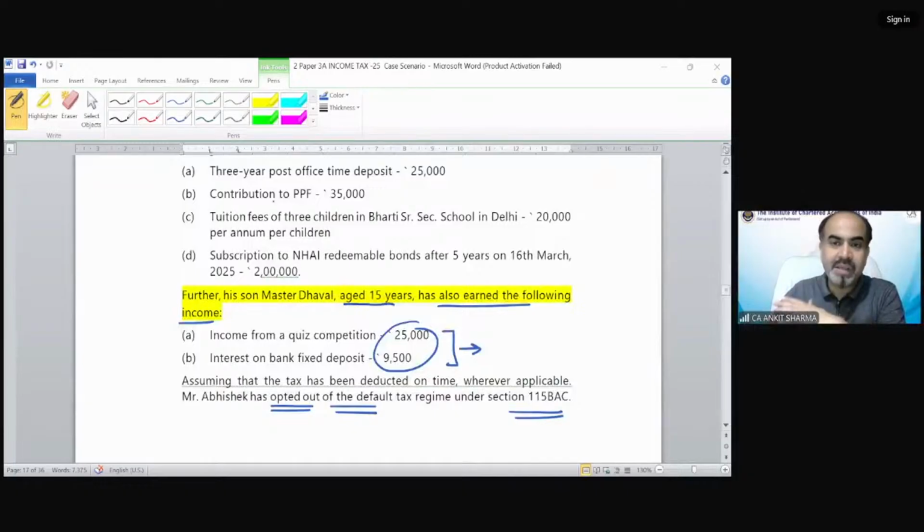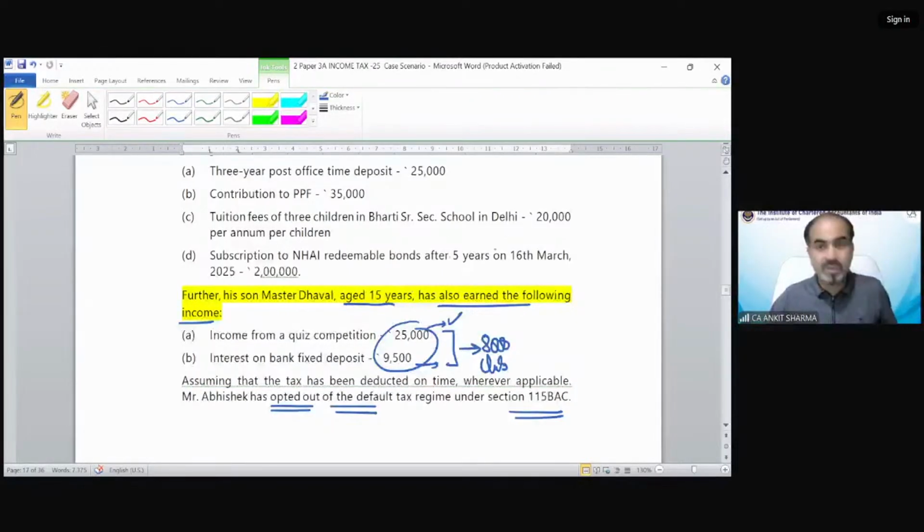It is not KBC, it is a quiz competition. If it would be a KBC, that would be winnings from a competition. It's not winnings. If it would have been winnings, that is going to be clubbed because that would be casual income. Shagupta 9,500, Soumya 9,500 after deduction of exemption. So correct, out of this 8,000 rupees is going to be clubbed. This is not going to be clubbed. That would be part of Mr. Dhaval's income. This is going to be clubbed.